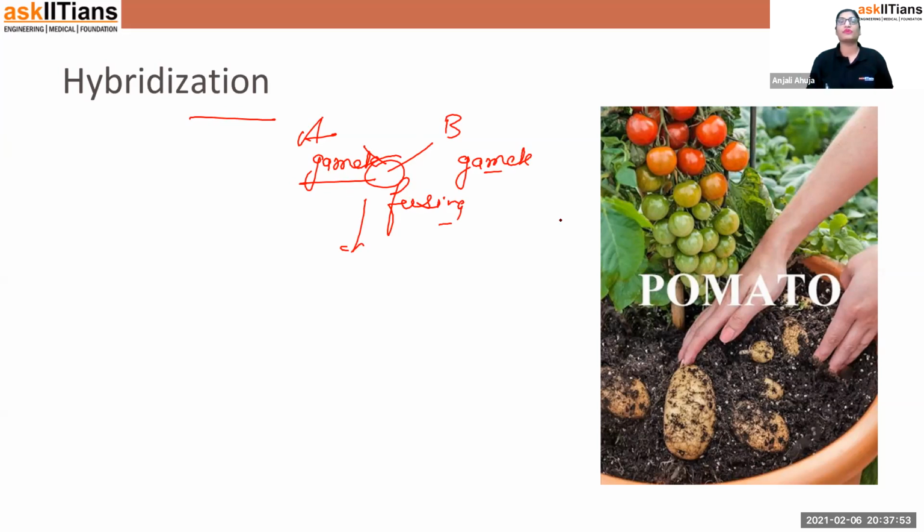This pomato is potato plus tomato. Whenever people hear about pomato, they think half will be potato, half will be tomato. It's nothing like that. You will obtain the potato in the soil, but the shoot system will be of tomato. So it is like that. My point is that hybridization is crossbreeding.